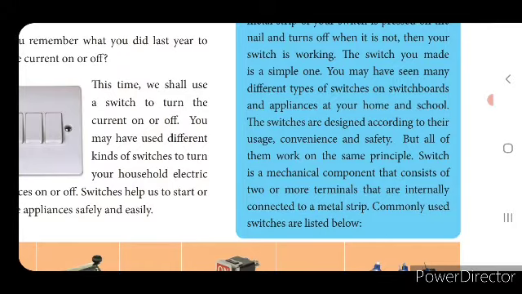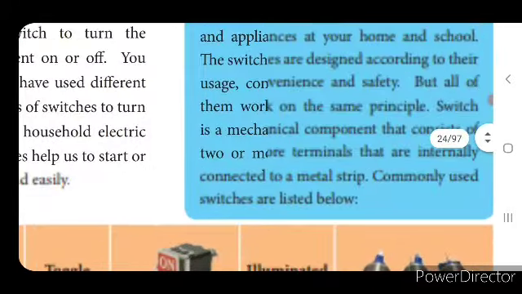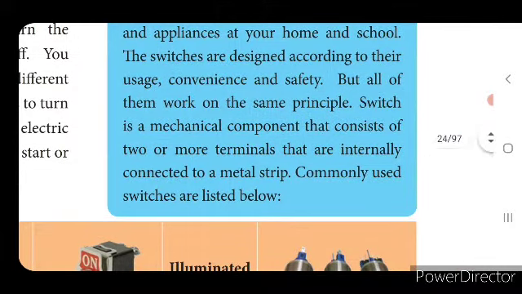A switch is a mechanical component that consists of two or more terminals that are internally connected to a metal strip. Terminals means ends. Why do we use metal? Because metal is a good conductor of electricity.